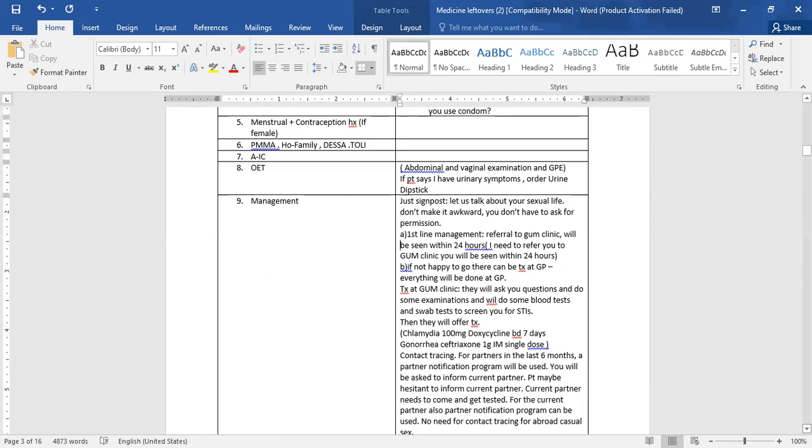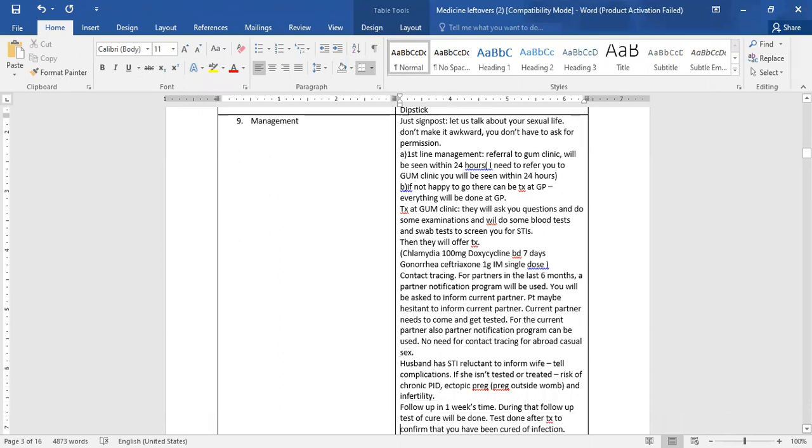All right. So these are the main points that you need to cover. But in a scenario where the patient says, I don't want to go to the genitourinary clinic, just treat me here, then for sure you can treat them in the GP as well. Okay. So you need to keep this in mind as well.